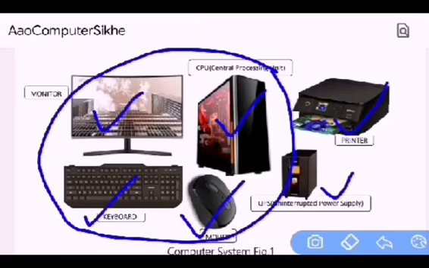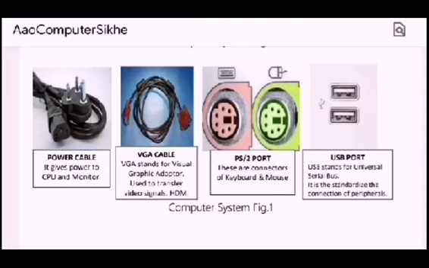Printer is an output device. It is used for printing any document or file. Connection and ports. First is power cable. It gives power to CPU and monitor. Second is VGA cable. VGA stands for Visual Graphic Adapter. It is used to transfer video signals from CPU to monitor.